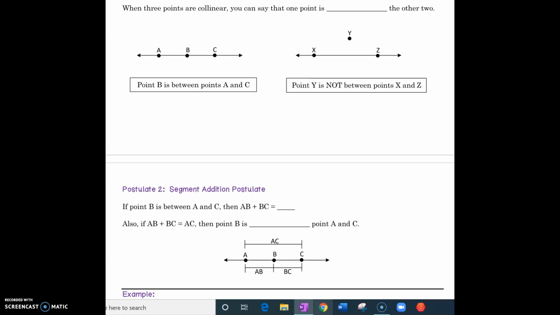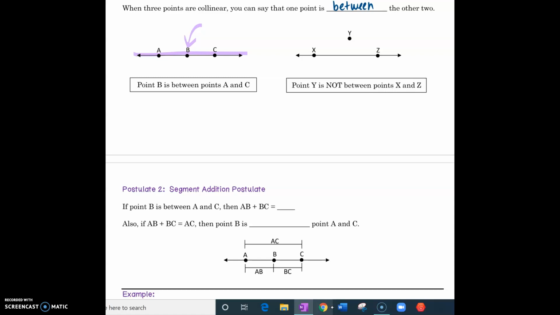When 3 points are collinear, remember collinear means they lie on the same line, you can say that one point is between the other two. So in this first example here, A, B, and C are collinear. They all lie on the same line. So we can say that point B is between points A and C.